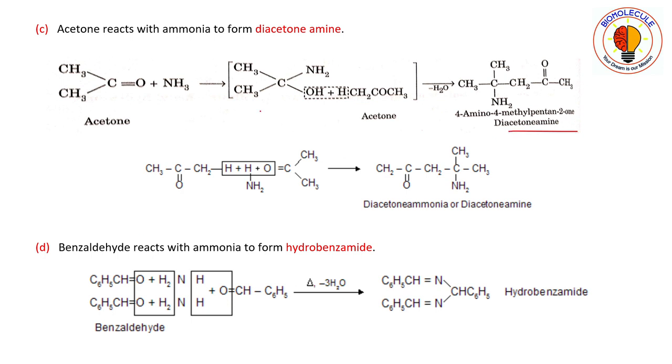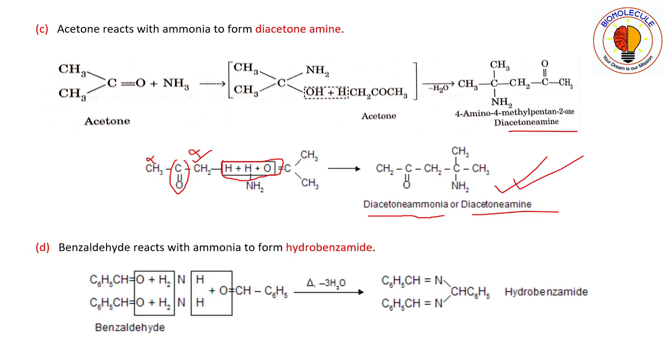So if you want to remember in short, okay, for acetone you just take one hydrogen from the alpha carbon. Since this one is the functional group, so this carbon is alpha carbon, this is also alpha carbon. So you take one hydrogen from alpha carbon, one hydrogen from ammonia, and the oxygen from another molecule of acetone. You just remove one water molecule, you will get diacetone amine. Okay, simply this, just a shortcut if you want to remember like this.